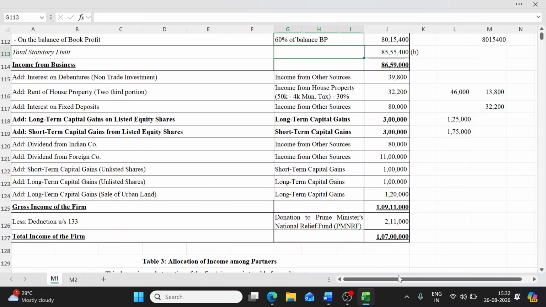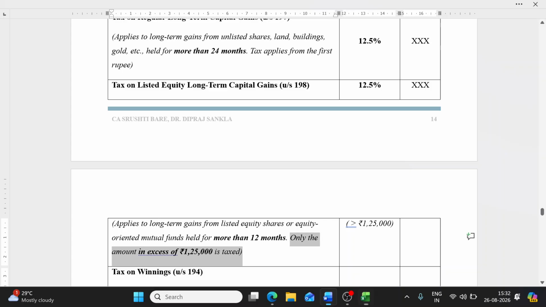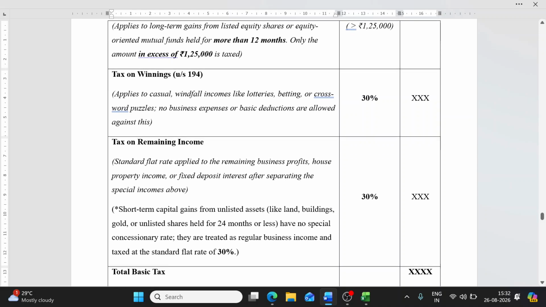Is there any special rate income? Now, dividend and dividend, these two don't have a special rate of income tax, but the short-term capital gain on unlisted share. I'll make it bold first. I'll show you the section, and it is unlisted share. On unlisted share, it has got gain, that is short-term capital gain, and the amount is 1 lakh rupees. But I'll show you. Here, see this point.